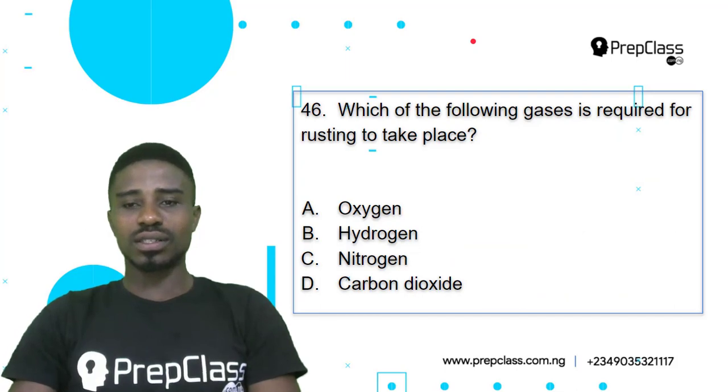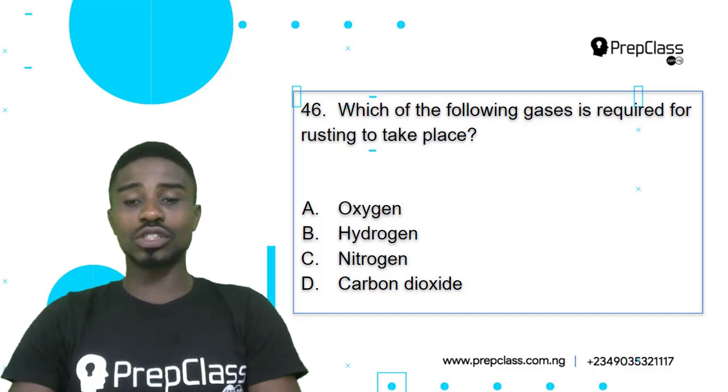Question 46. Which of the following gases is required for rusting to take place? A. Oxygen, B. Hydrogen, C. Nitrogen, D. Carbon dioxide. For us to carefully select the correct answer, we need to analyze all of the options and see which one best answers our question.